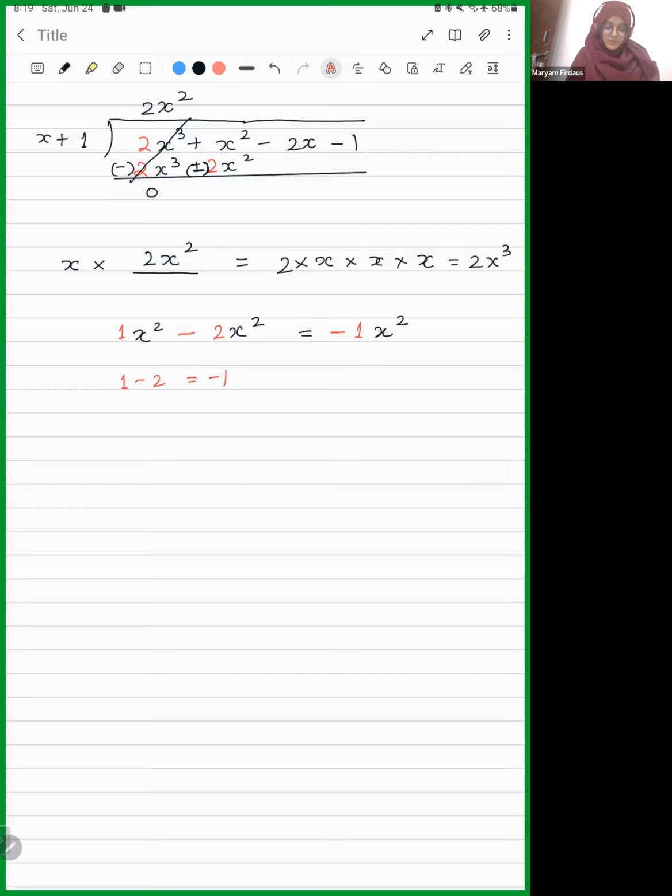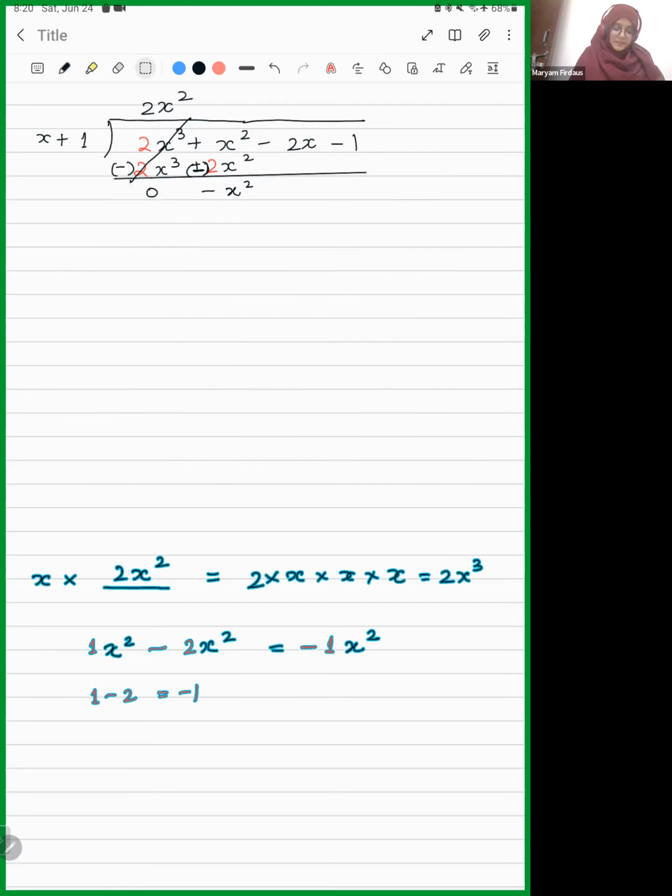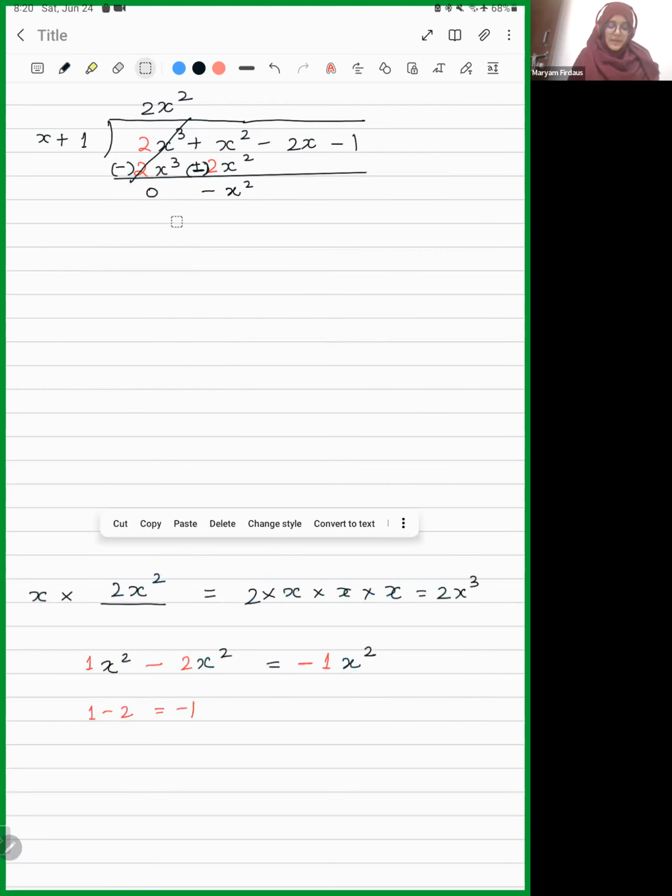Minus x square. Very good. So we're going to write that over here. Minus x square. Is that okay? Yes, ma'am. All right. Next step, we copy down whatever was left. So minus 2x, whatever was left.